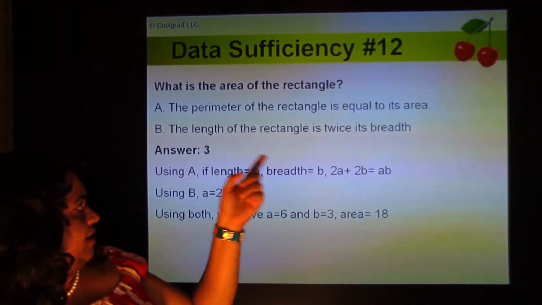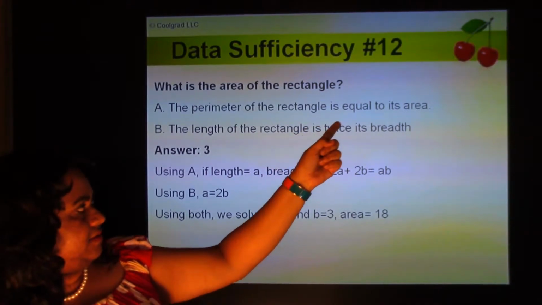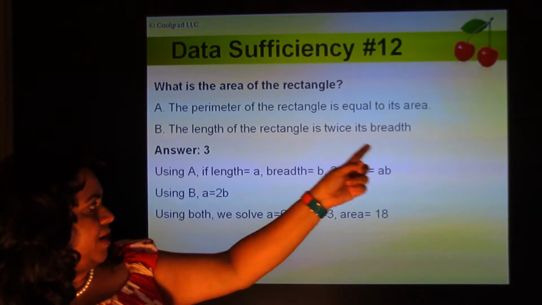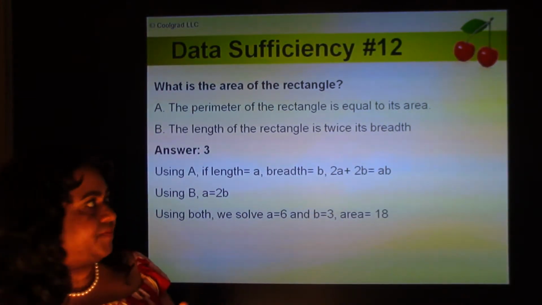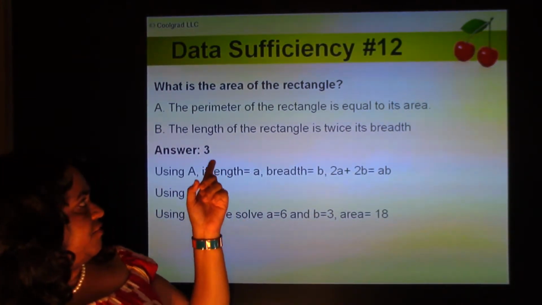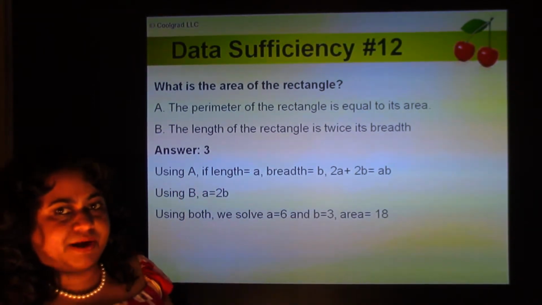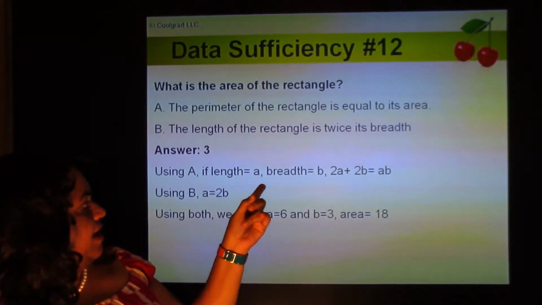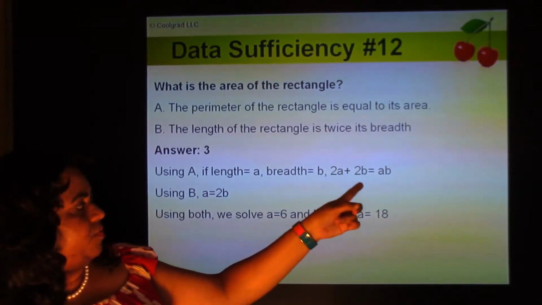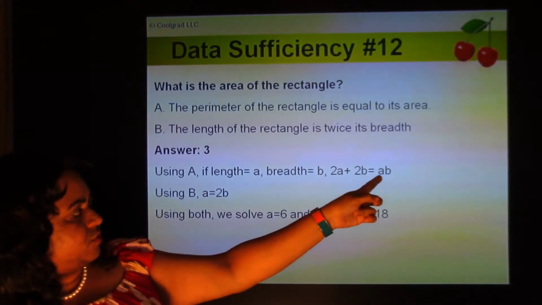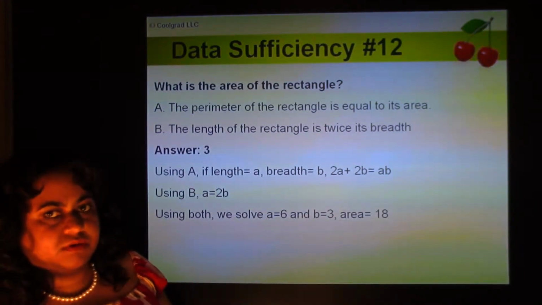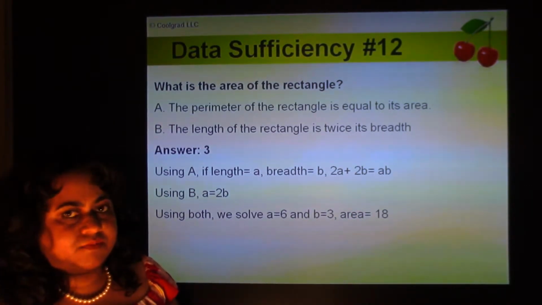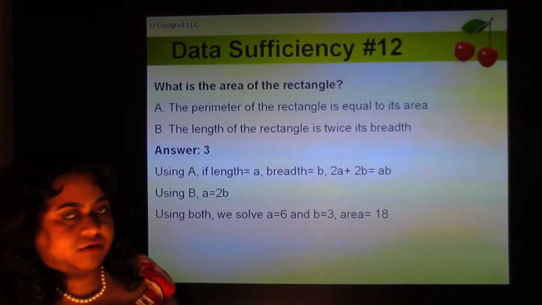What is the area of the rectangle? Statement A: the perimeter of the rectangle is equal to its area. And statement B: the length of the rectangle is twice its breadth. So we have to find the area of the rectangle, which is length times breadth. Using statement A alone, if length equals A and breadth equals B, so 2A plus 2B is the perimeter. That's equal to the area AB. So we just know this, and we don't know the individual solutions. It can have potentially multiple answers.